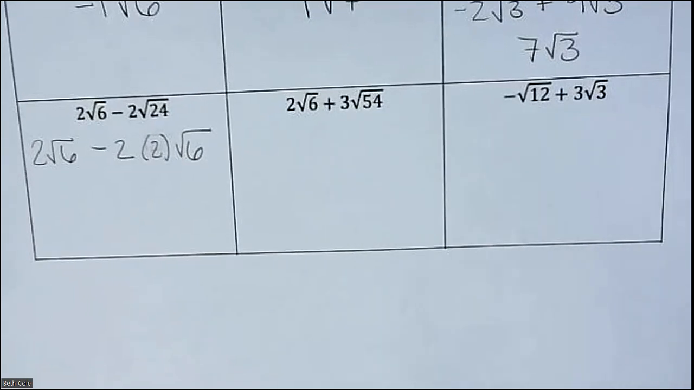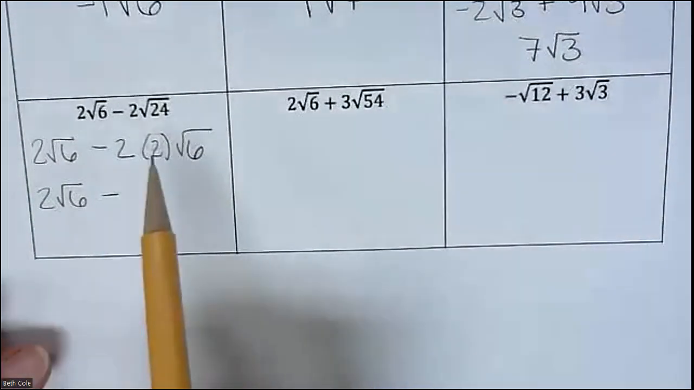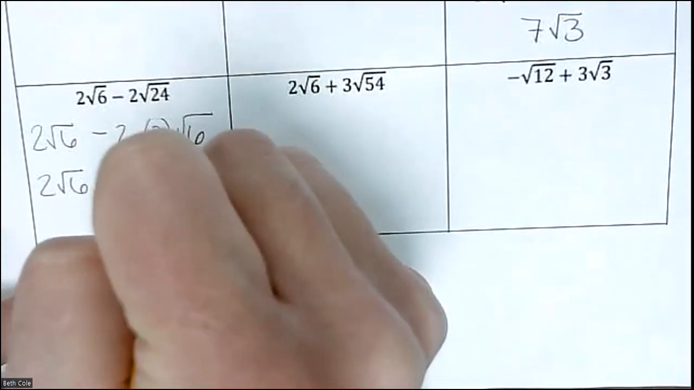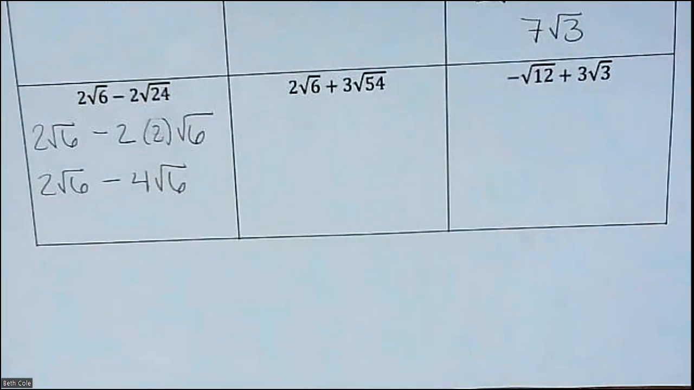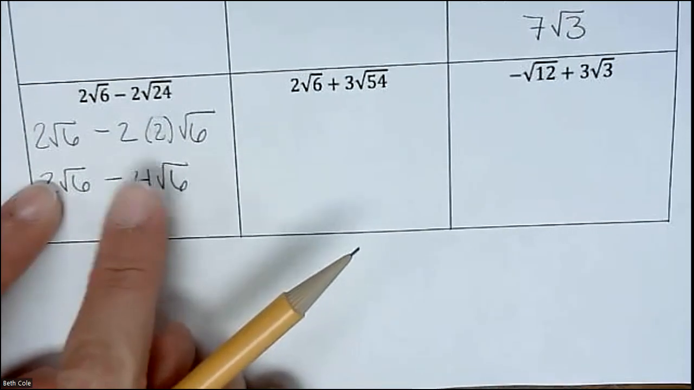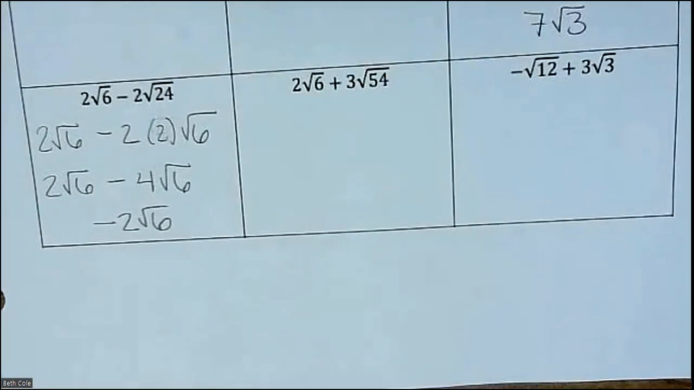And you're writing this down and you're listening to me. It's fantastic. All right, so this is 2 square root of 6 minus, and then you just multiply those together. 2 times 2 is 4 square root of 6. And now do you see how they're the same? Now you can put them together. What is that going to give you when you subtract? 2 minus 4. Negative 2 square root of 6.